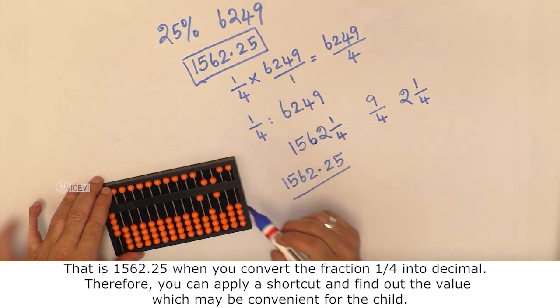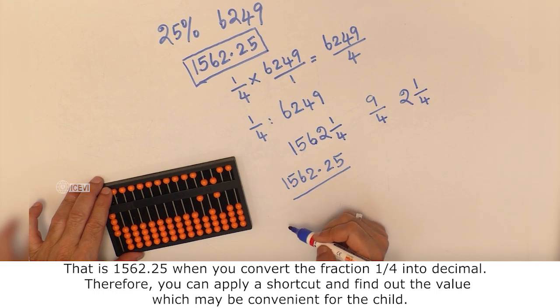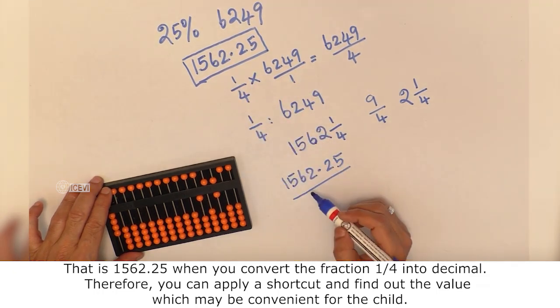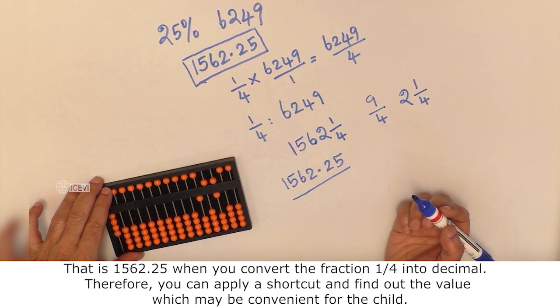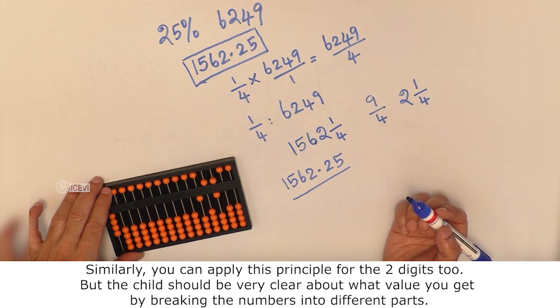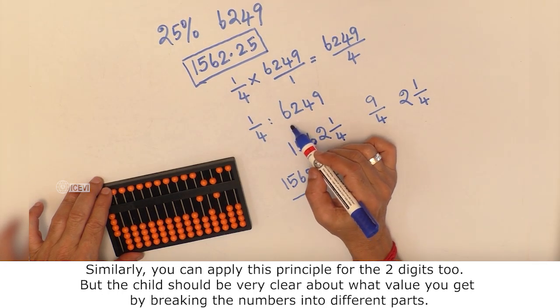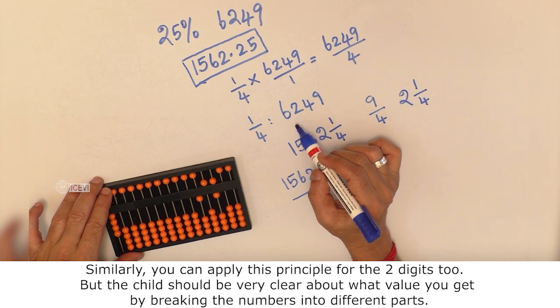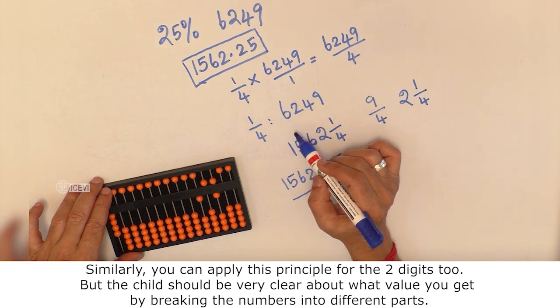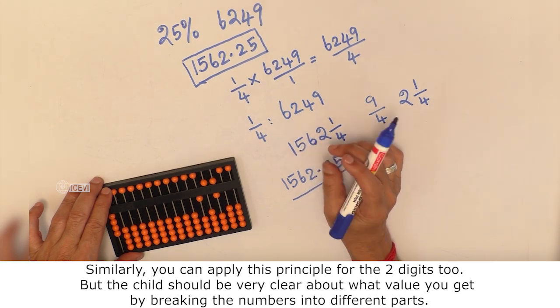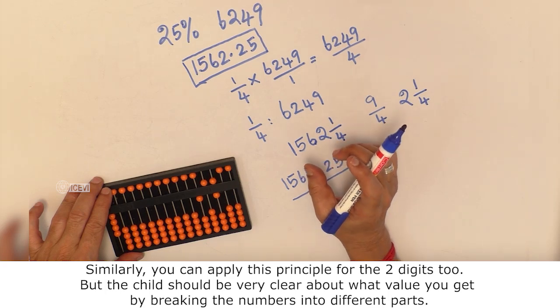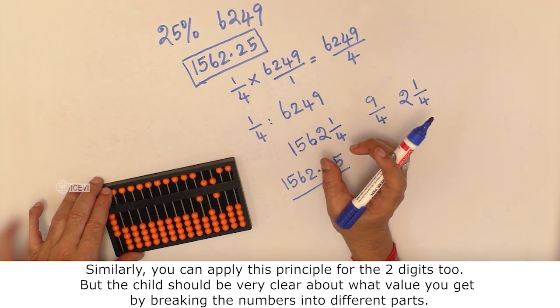Therefore, you can apply a shortcut and find out the value which may be convenient for the child. Similarly, you can apply this principle for 2 digits too, but the child should be very clear about what value you get by breaking the numbers into different parts.